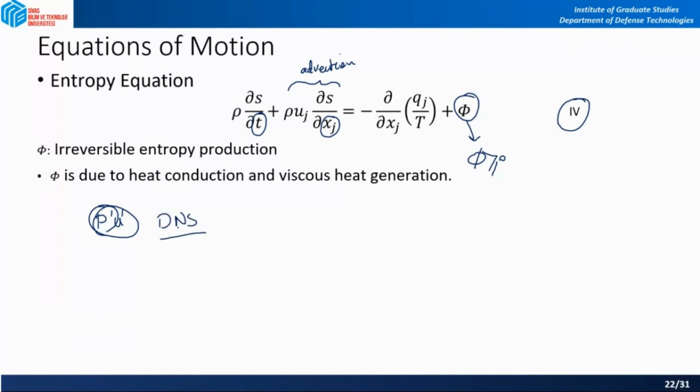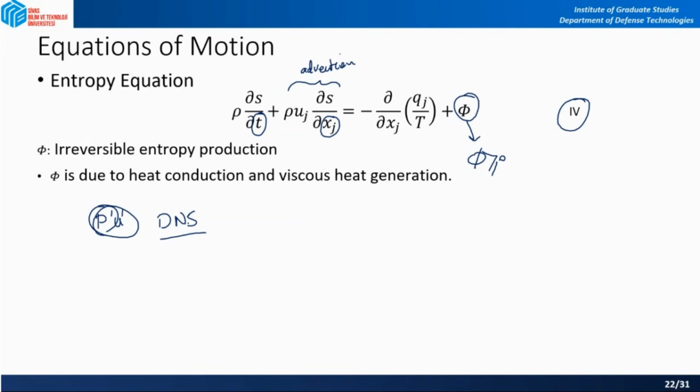This direct numerical simulation, we just touched on it in previous weeks, but it does not involve any modeling. It directly solves the flow. So in DNS, you have to resolve all eddy sizes from the smallest one to the biggest one. But the problem is that it's very, very expensive. And also it is limited to very, very low Reynolds numbers.